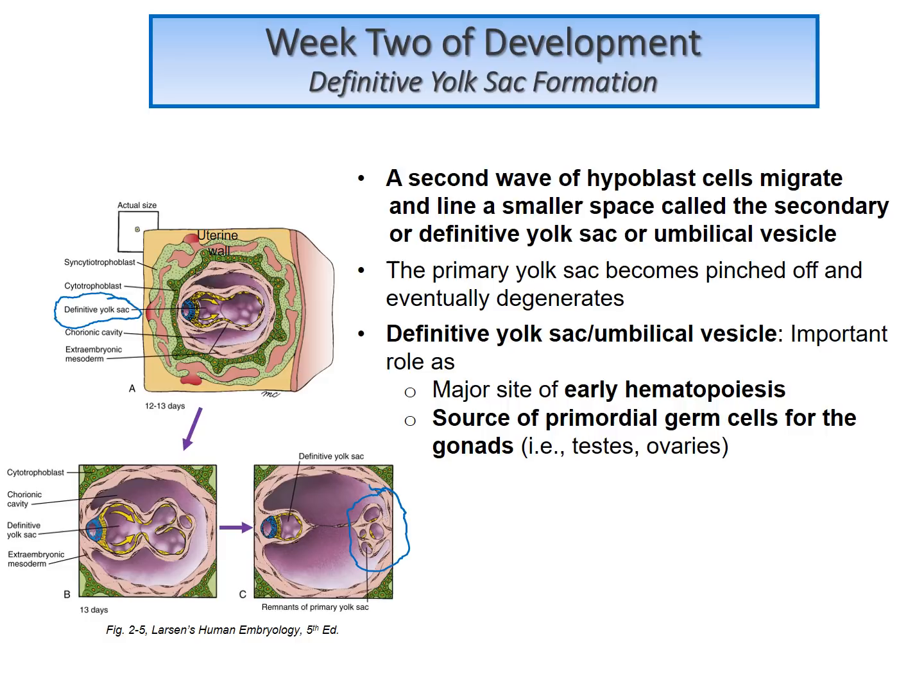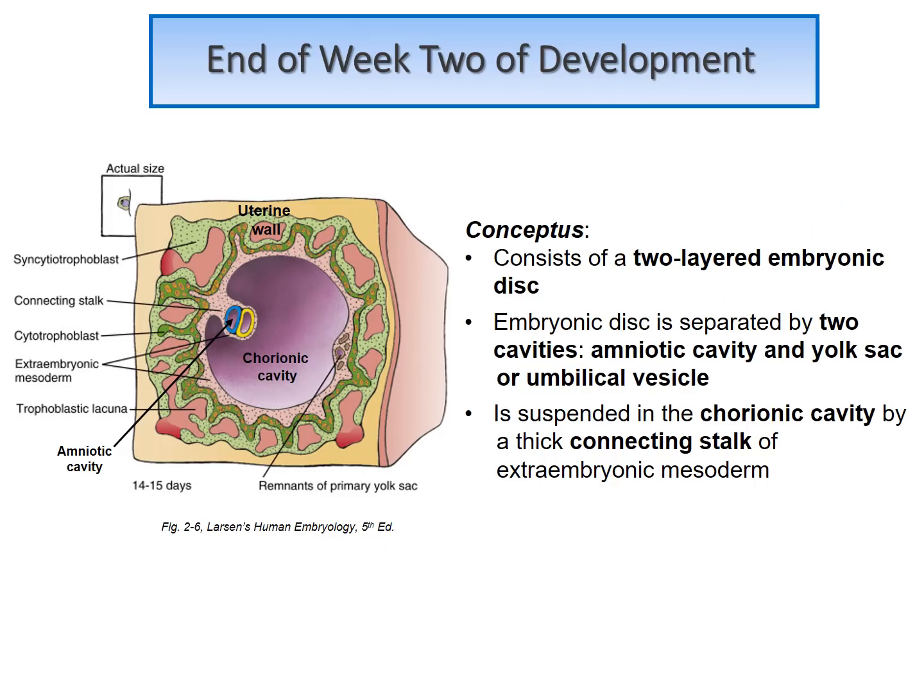As we will discuss in future presentations, the definitive yolk sac is a major site of early hematopoiesis in the embryo and the source of primordial germ cells for the gonads. By the end of the second week, the conceptus consists of a two-layered embryonic disc separated by two cavities, a dorsal amniotic cavity and a ventral yolk sac or umbilical vesicle that is suspended in the chorionic cavity by a thick stalk of extraembryonic mesoderm called the connecting stalk.